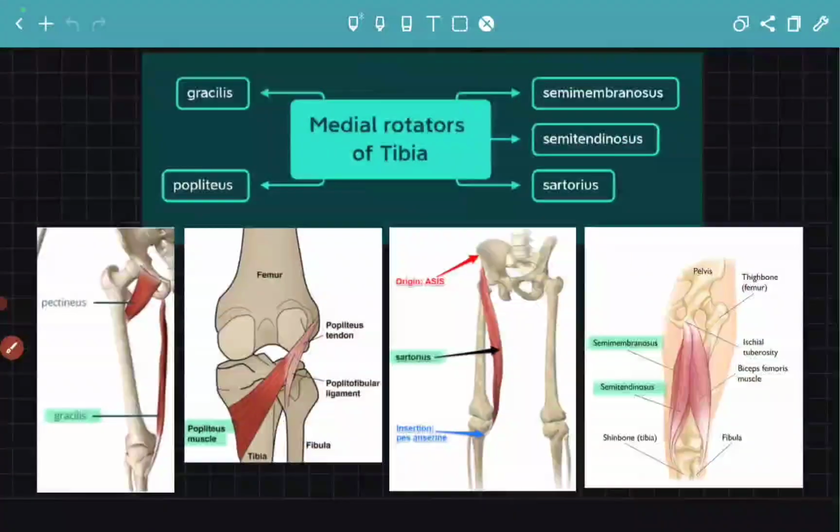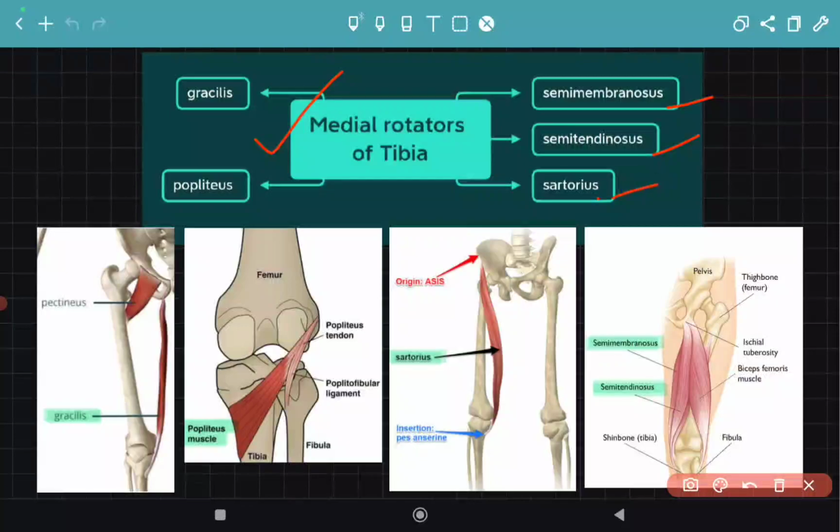So starting with Series 2, medial rotators of tibia are semimembranosus, semitendinosus, sartorius, that is triple S, and other than that gracilis and popliteus. So these 5 muscles are medial rotators of tibia. We can see semimembranosus and semitendinosus originating from ischial tuberosity and inserting to the proximal aspect, medial tibial condyle. We have seen that earlier. So both have the action of medial rotation on tibia.